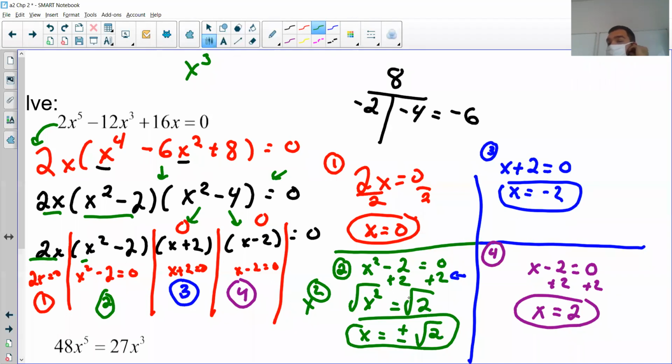I really don't know this. Noted. x plus 2 equals 0. Wait, why did you do x plus 2? Oh, I see what you're doing. Okay, so I divide by 2 on both sides.